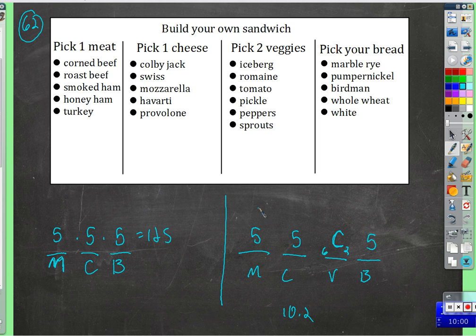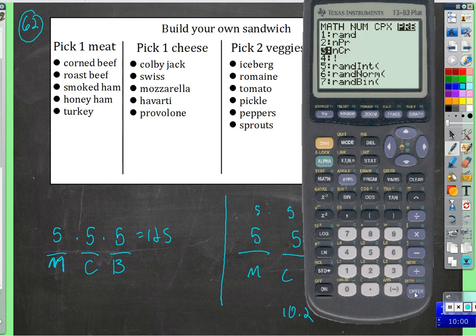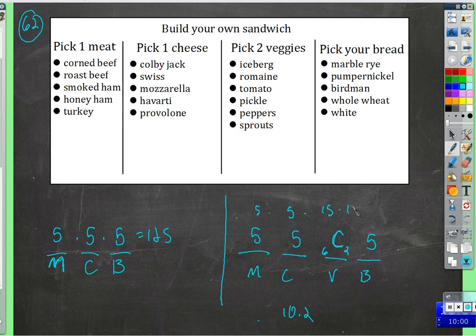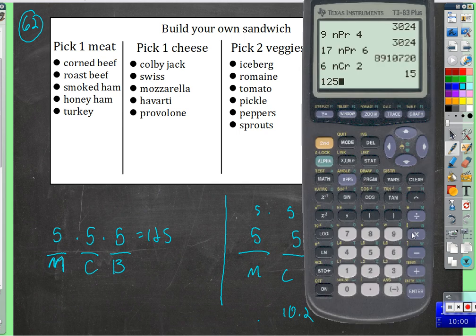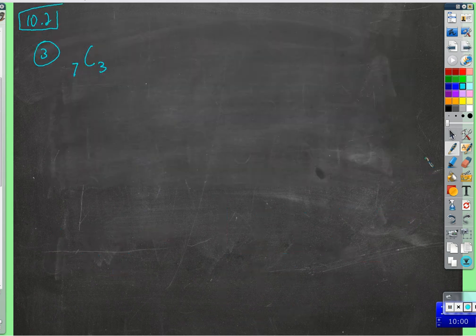All right, so that'll turn into 5 times, let's see what 6C2 is. Just wanted to bring up the calculator. 6C2 is 15, so that's 15 ways that can happen, times 5, and that's 125 times 15, 1875.